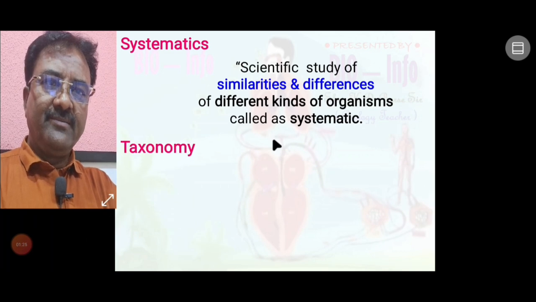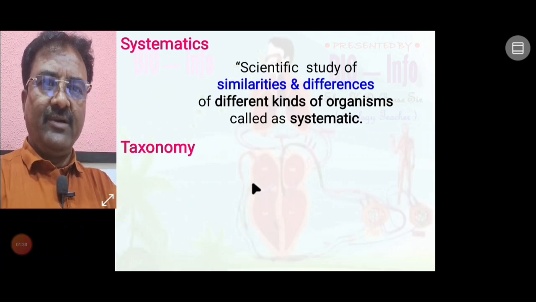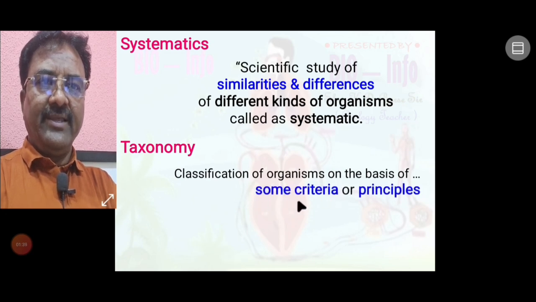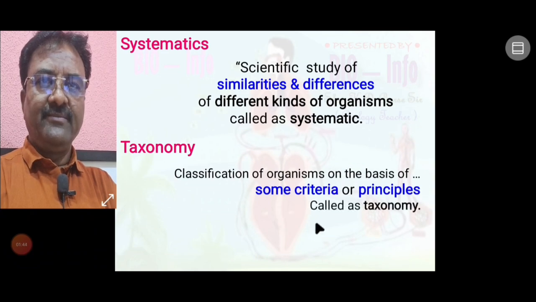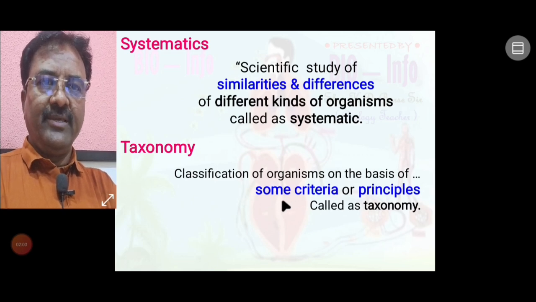Now we learn the second term, known as taxonomy. What is the meaning of taxonomy, or define taxonomy? Classification of organisms on the basis of some criteria or principles is called taxonomy. It is also one of the branches of science that deals with classification of organisms on the basis of some criteria or principles.